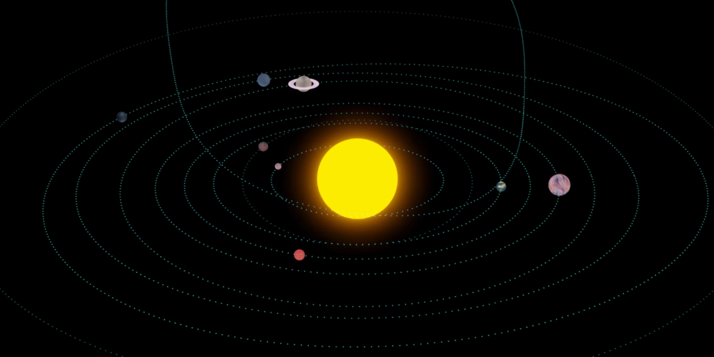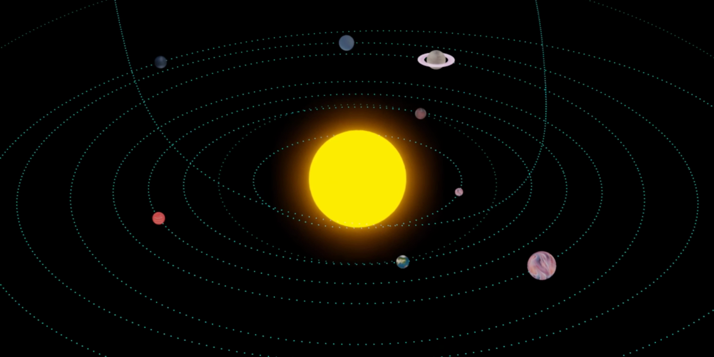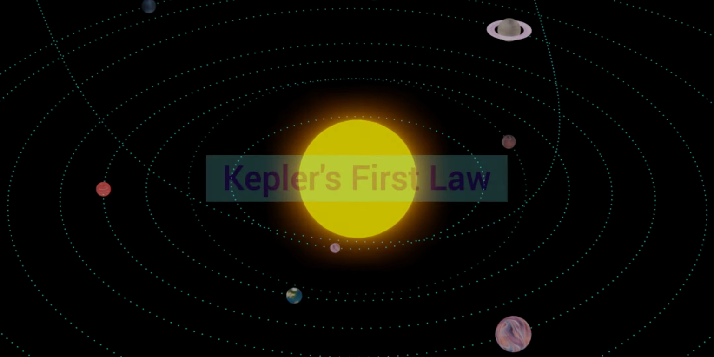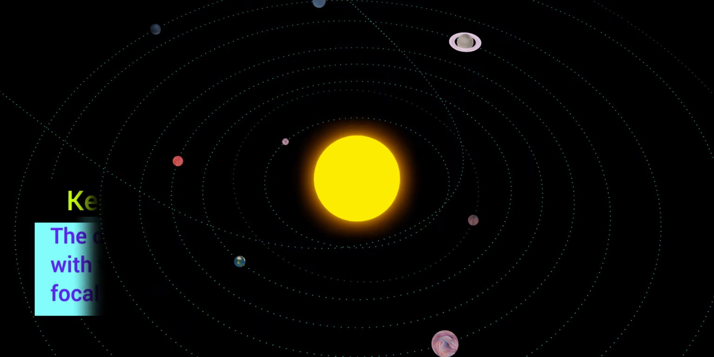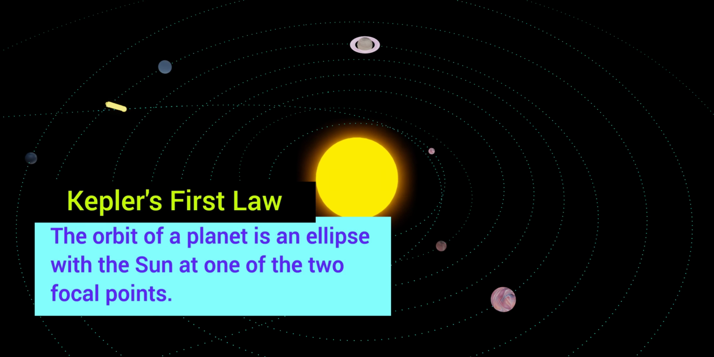These three laws are applicable for all planets, or planet-like celestial bodies, that orbit the Sun, or a Sun-like object. The first law says, the orbit of a planet is an ellipse, with the Sun at one of the two focal points.